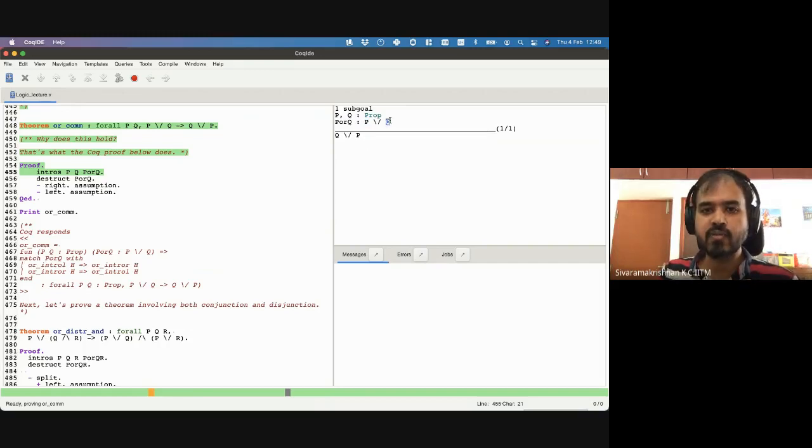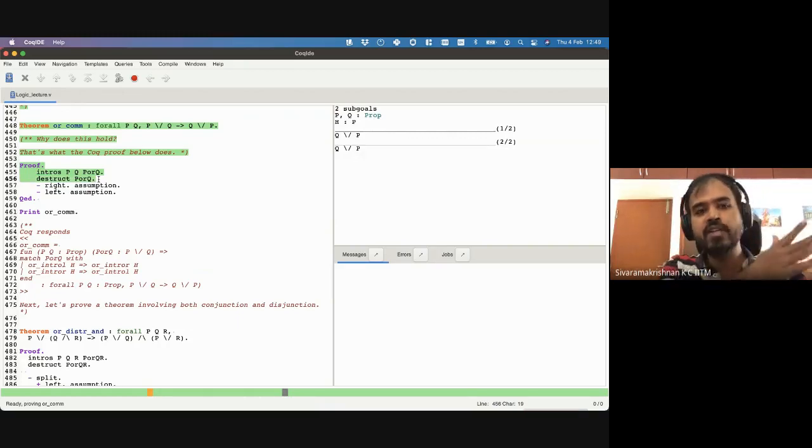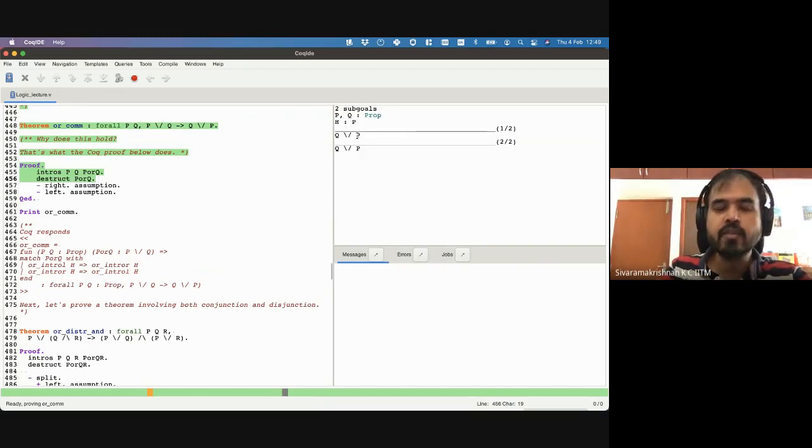The second case is one where Q holds. And because we know that P or Q, this thing is just a constructor, right? It's just an algebraic data type. You can destruct it, and that's the reason why we can destruct these sort of things. So when you destruct P or Q, you get two subgoals, right? In the first subgoal, Coq says that assuming P holds, now give me the evidence for Q or P.